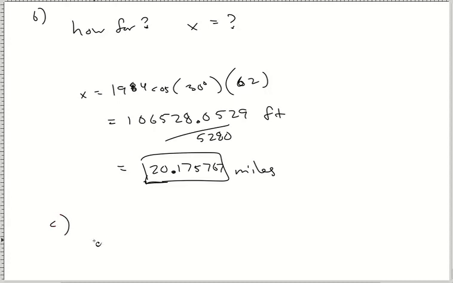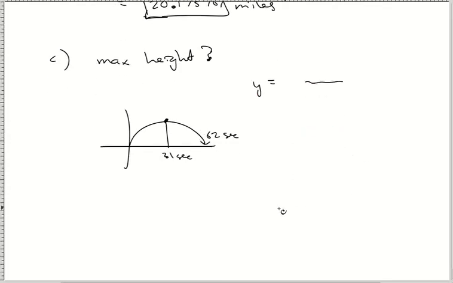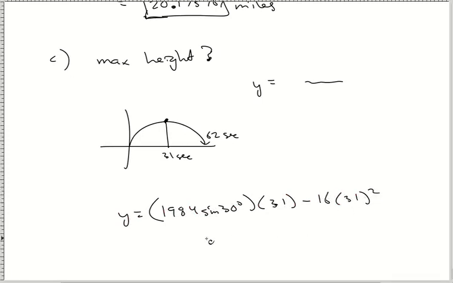Part C says, what was the max height? On this particular problem, it's super easy this way. This is at 62 seconds, so the max height is right here at 31 seconds. Again, height means y equals something or other. That's what we're trying to find. I'm going to plug this into the formula again: 1984 sine of the 30 times 31 minus 16 times 31 squared.